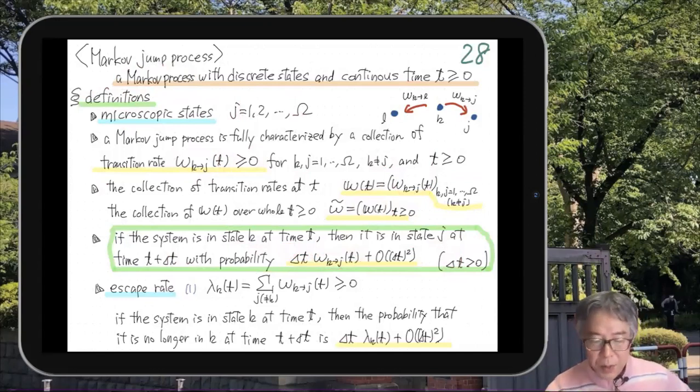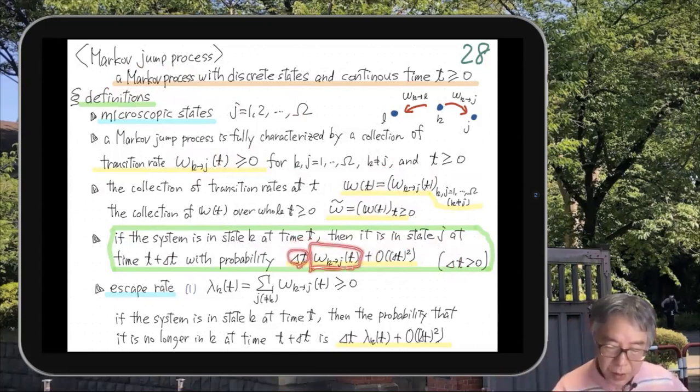So this takes into effect only a single jump or hop. But of course, there can be more than one jump, and the effect of more than one jump is contained in this order delta t squared. If delta t is large enough, then you no longer see this. But for delta t small, this probability is proportional to delta t, and the proportionality constant is nothing but the transition rate for the jump from k to j. I think this is clear.